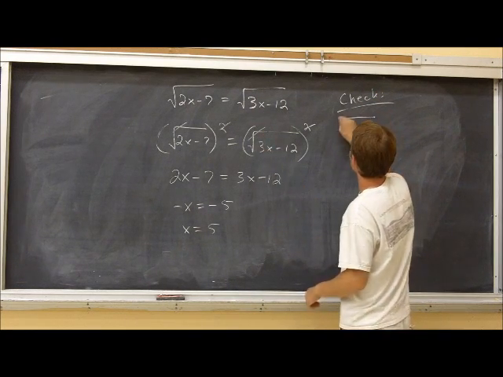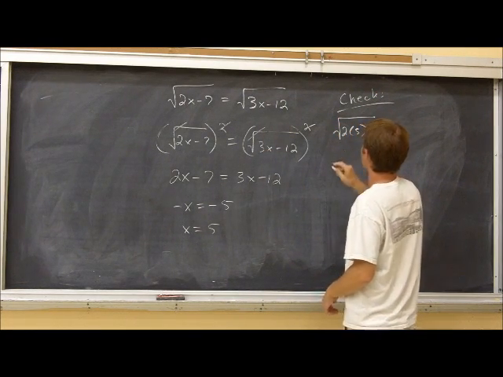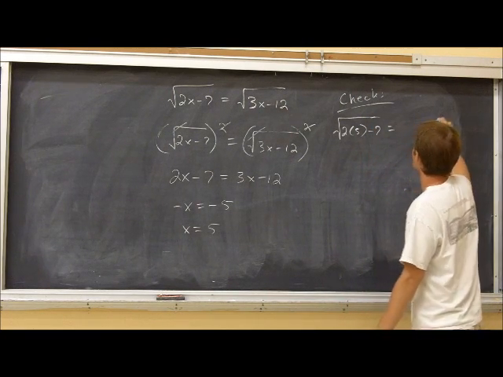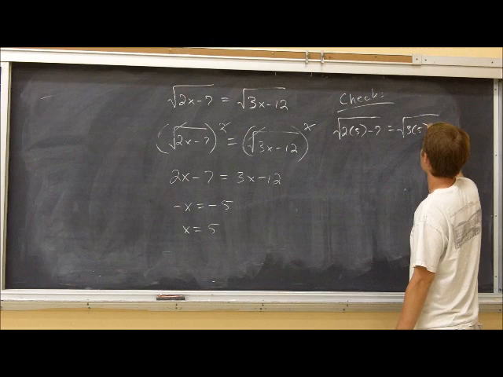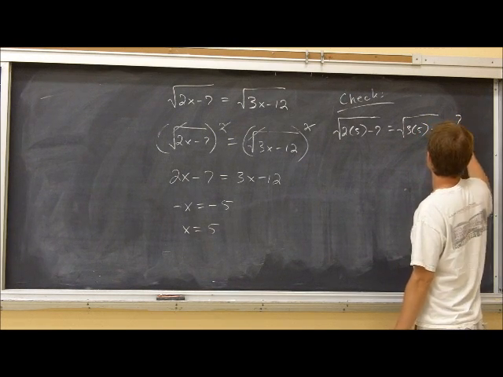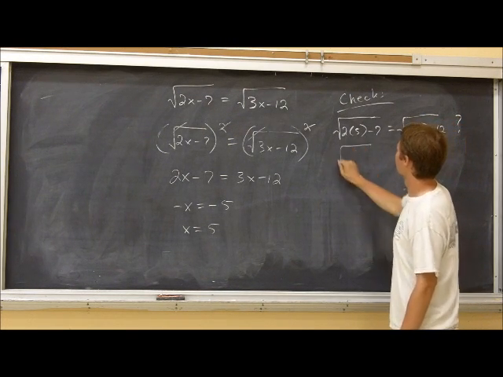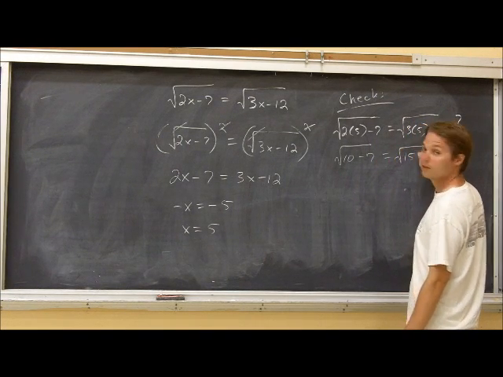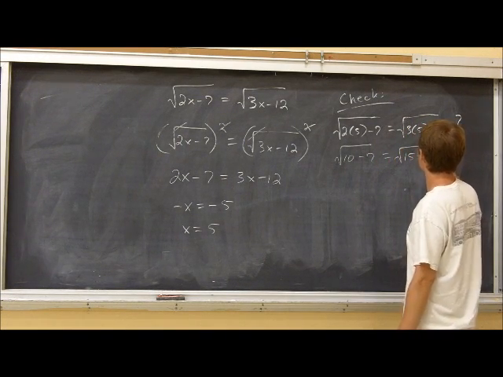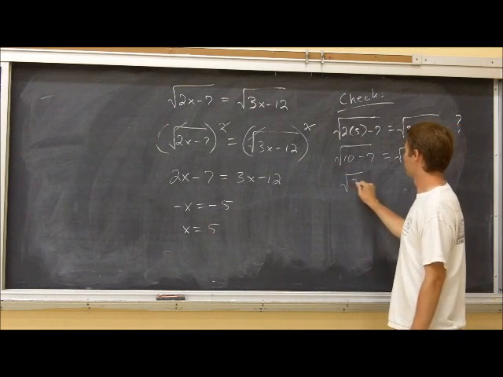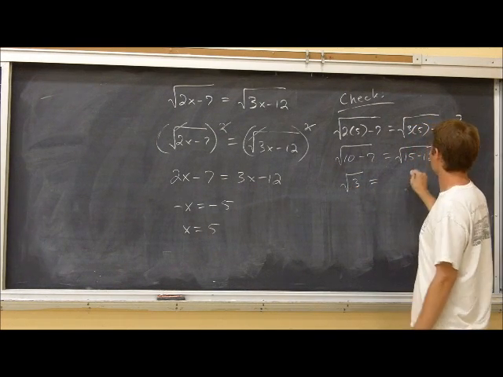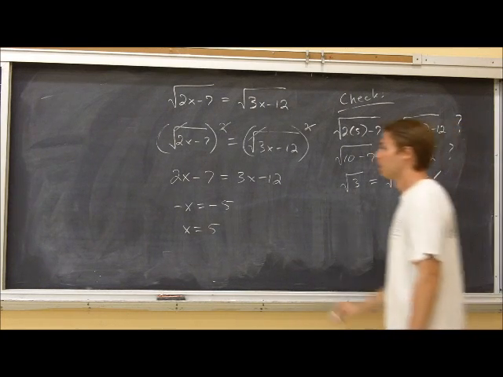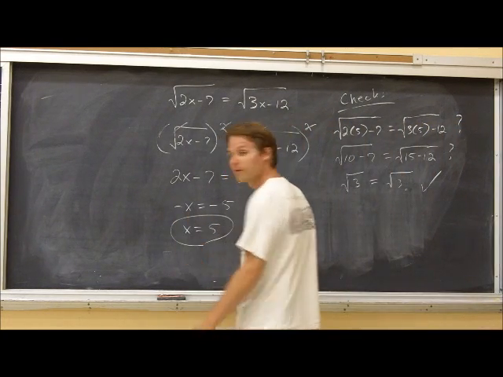So if I plug in x equals 5, 2 times 5 minus 7, and the square root of that, is it equal to the square root of 3 times 5 minus 12? Well, this will be the square root of 10 minus 7, and this will be the square root of 15 minus 12. So this will be the square root of 3. Is that equal to the square root of 3? Well, sure, those are both the same number, so this one checks out. So this is a totally fine answer.